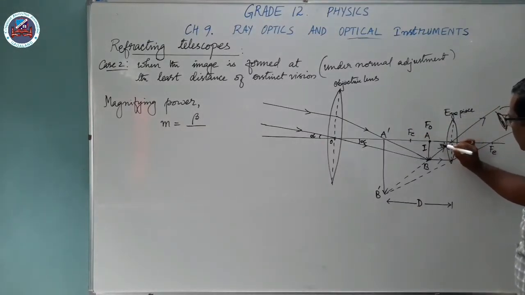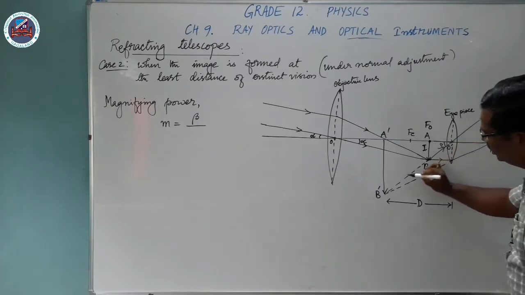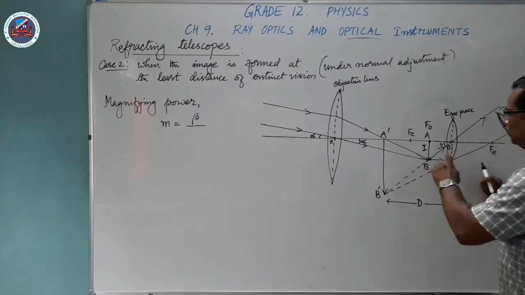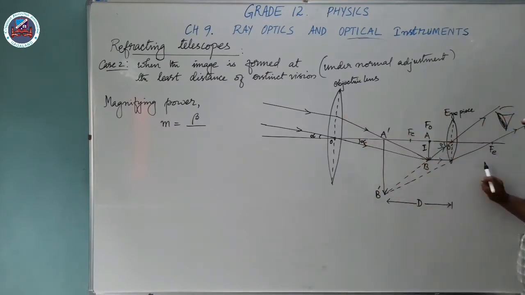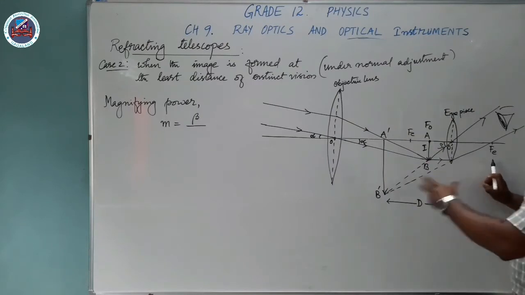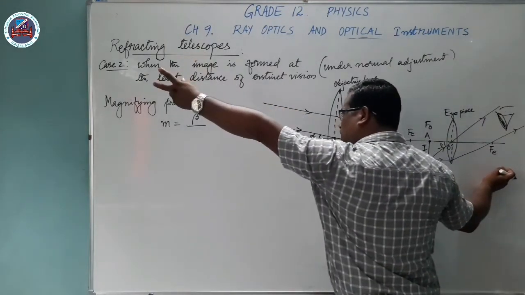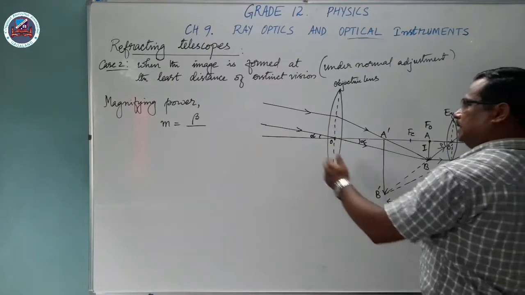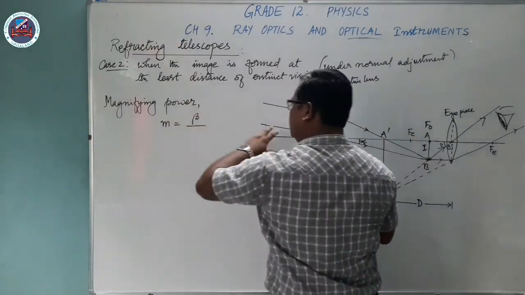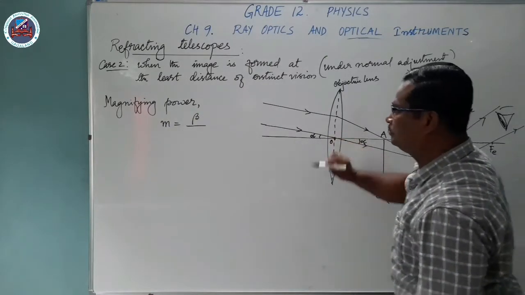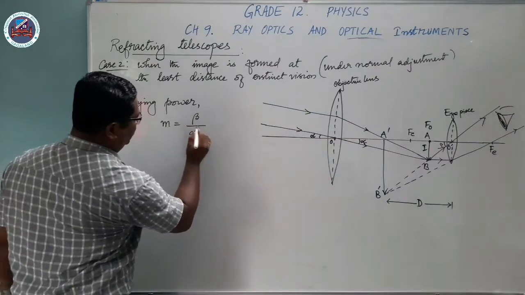This is the angle subtended at the eye while viewing the final image, divided by the angle subtended at the eye while viewing the object when placed at the least distance of distinct vision. But in this case, as I said already, for a telescope this distance is negligible compared to the distance of the real object from the telescope. This length is very small, and the distance from the telescope to the object is very, very large. So we neglect this part fully and take alpha divided by alpha.